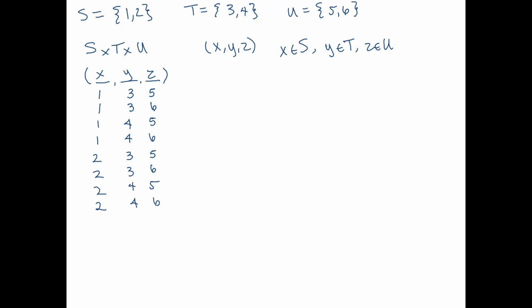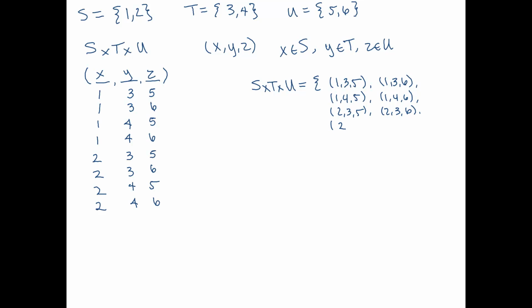Now let's write this out in set format. Here's our set, the Cartesian product of S, T, U, and it's going to contain these triples, so let's put those in: 1, 3, 5; 1, 3, 6; 1, 4, 5; 1, 4, 6; 2, 3, 5; 2, 3, 6; 2, 4, 5; 2, 4, 6. So there's our set.